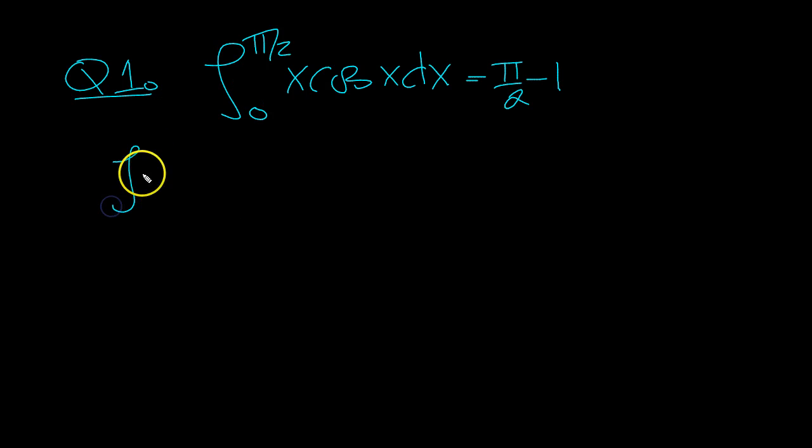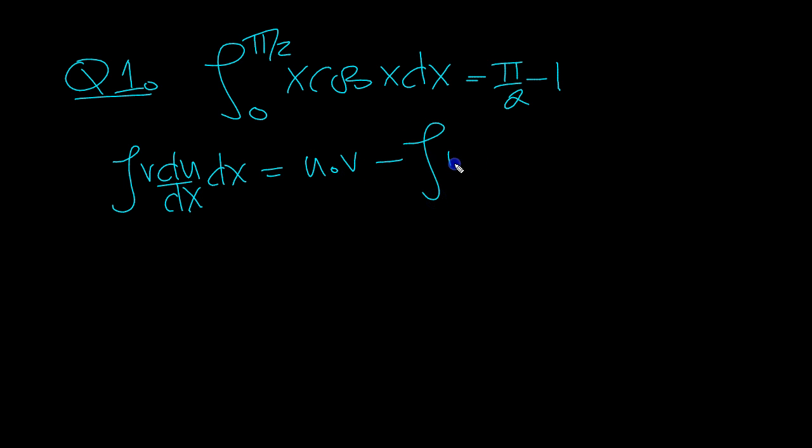Okay, let's write out the formula for parts. The integral of v du/dx equals u times v minus the integral of u dv/dx. That's the formula. So we'll let that be v and this be du/dx and see what happens. Oh, this is a nasty problem. Anyway, we'll do this problem.